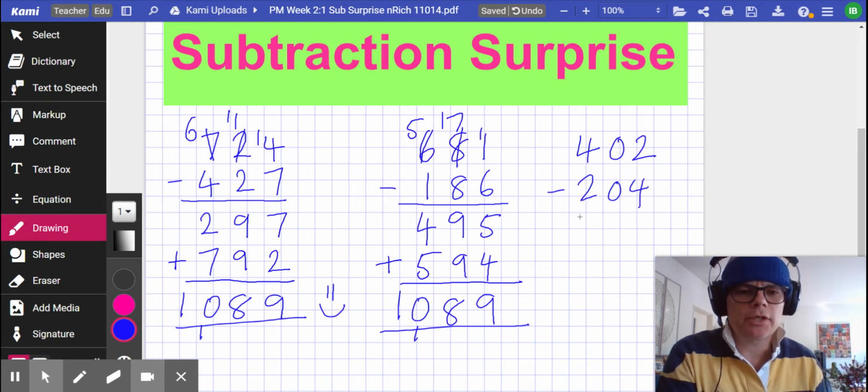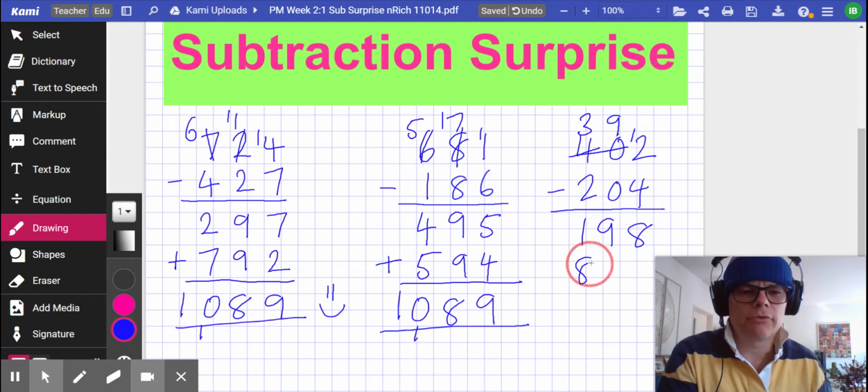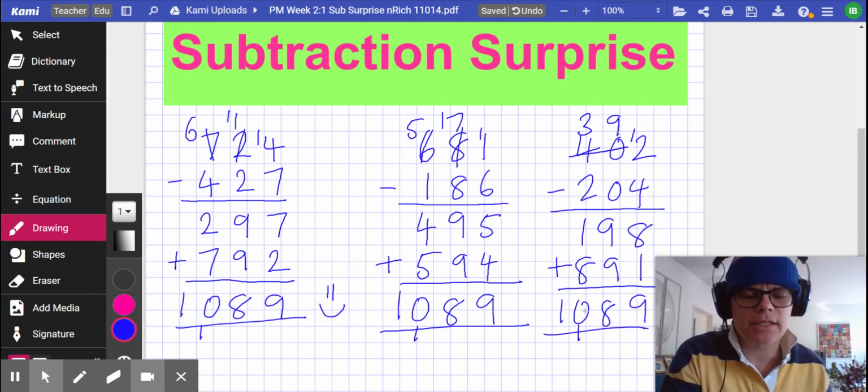204, reversing, subtraction. 2 take away 4, we can't do. Now, a bit hard to borrow here. Can't borrow from 0, but we can borrow a 10 from 40 tens. There's 40 tens there, so that leaves 39 tens plus the 1 we're going to borrow. 12 take away 4, 8. 9 take away 0, 9. 3 take away 2, 1. Reverse, 8, 9, 1, and add. 8 plus 1 in the units, 9. 9 plus 9, 18. 1 plus 8, 9 plus 1 more, 10. 1089. Wow, fantastic.